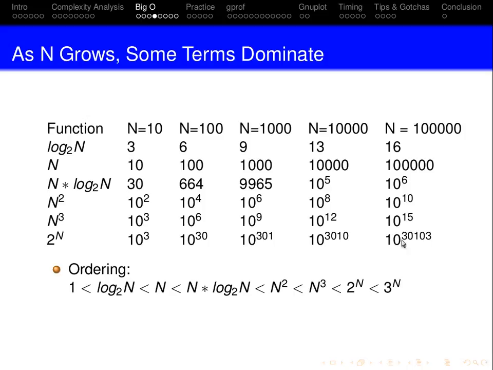So quick ordering. Hopefully this makes sense. 1, we consider less than log of n, which is less than n, which is less than n times log of n, less than n squared, less than n cubed, less than 2 to the n, less than 3 to the n. And I didn't put a factorial, but factorial would be over here somewhere. I'd have to look up. I think it's actually all the way to the right as well. Any questions about this ordering?